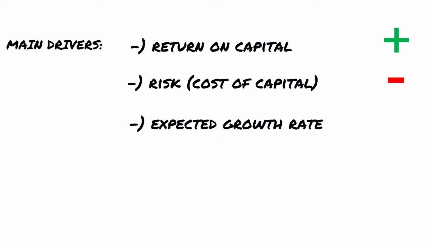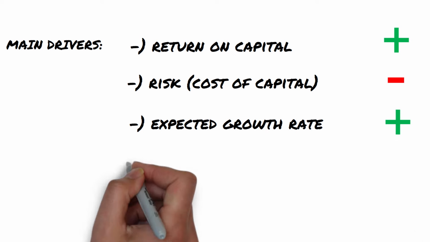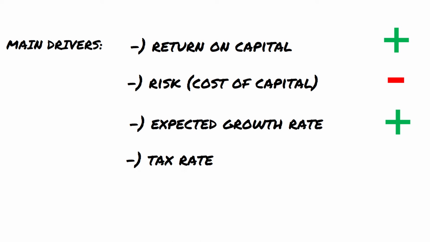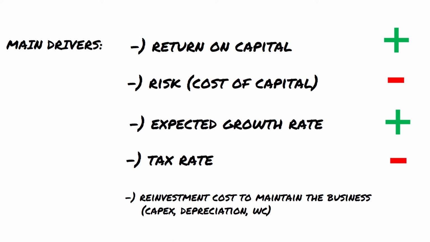Then we have the tax rate, because the higher the tax is, the less income remains available to shareholders, and therefore the cheaper that company has to be. And in the end, we have the reinvestment costs needed to maintain the company operation, which are of course negatively affecting our multiple.